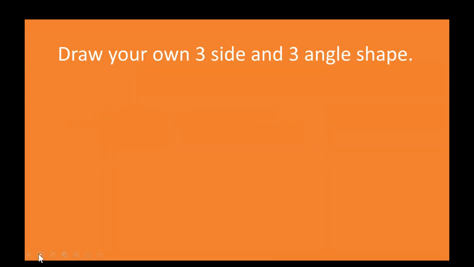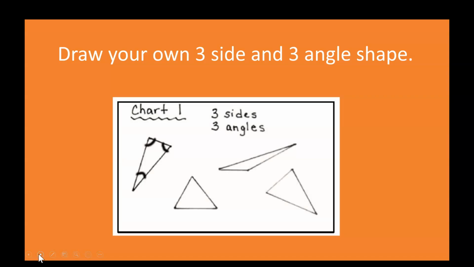I want you to draw your own 3-sided and 3-angle shape on a piece of paper or on your whiteboard. Push pause and then push play when you're done drawing. Here's a chart of what your shape could have looked like. As you can see, some angles are big, like this one, and some are small, like this one. Here are different ways you could have drawn your 3-sided, 3-angled shape.